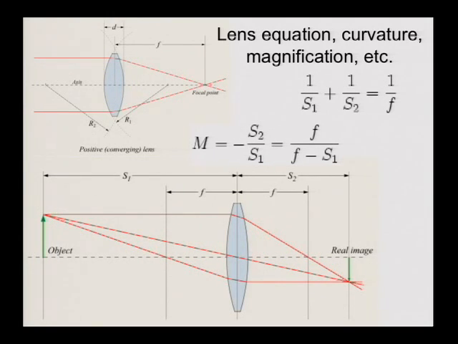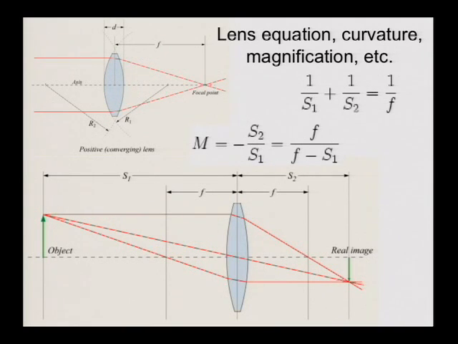There's a bunch of stuff you need to know about how to manipulate lenses. Lenses are generally specified by the curvatures, the radius of curvature of their faces. So that's what the R1 and R2 are in the upper picture here. But those are kind of the manufacturing details of the lens. You probably don't really need to know that unless you're designing lenses.